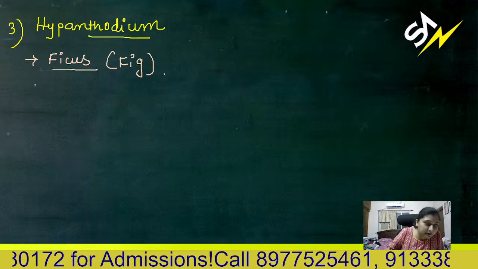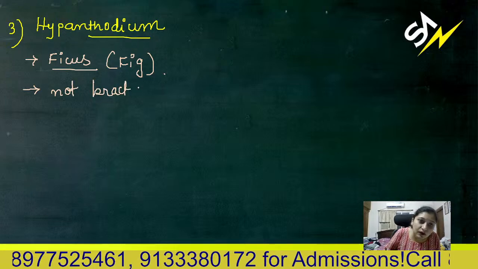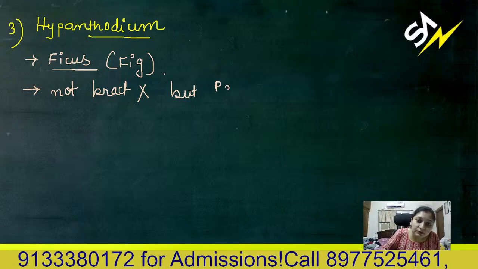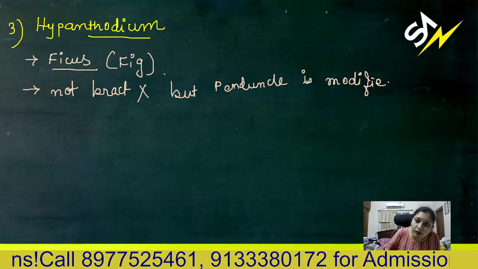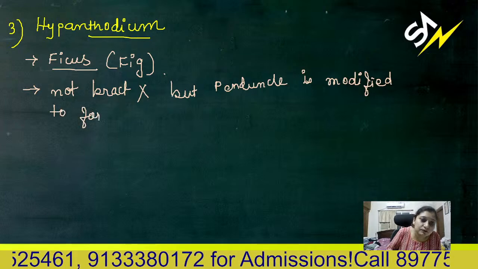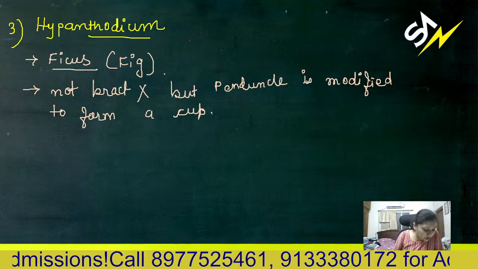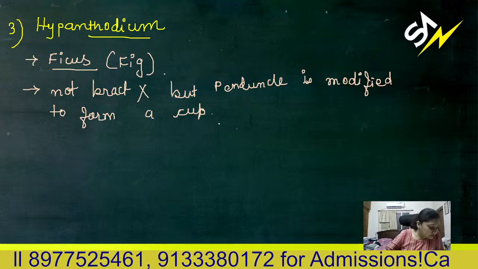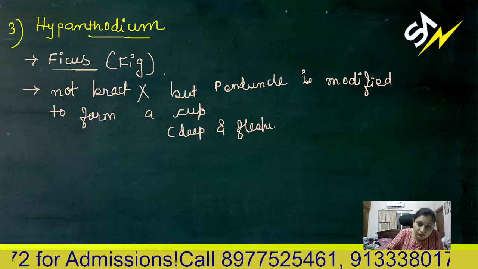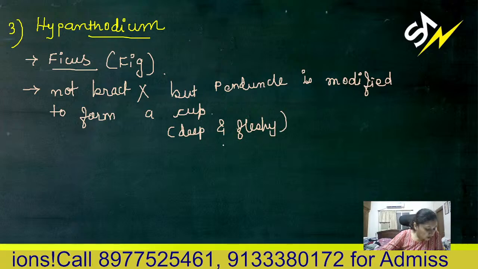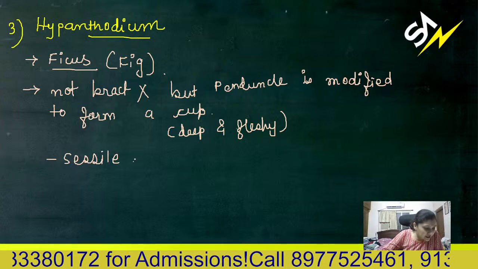Peduncle is modified into a deep cup. See, this is not a breadth modification. Peduncle is modified, not breadth. Peduncle is modified to form a cup, and inside this cup, flowers are born. So peduncle is modified into a deep and fleshy cup, in which many sessile flowers are born.